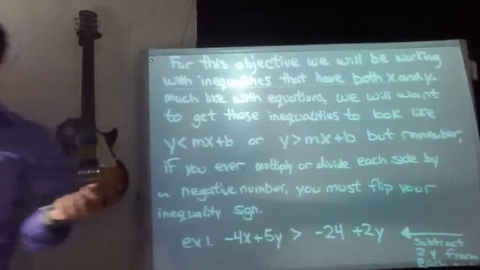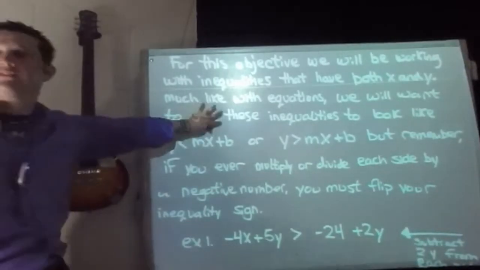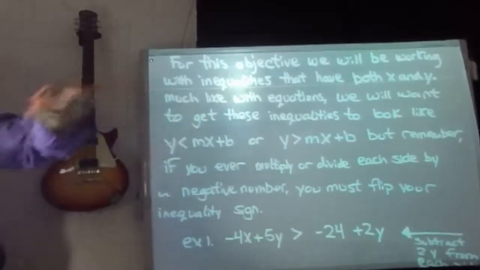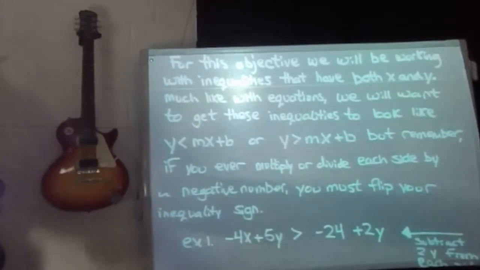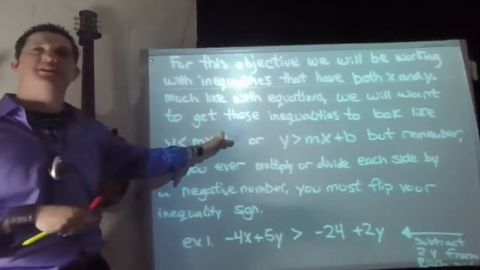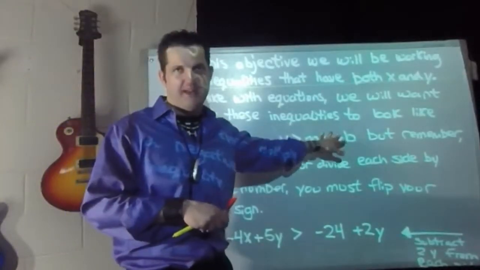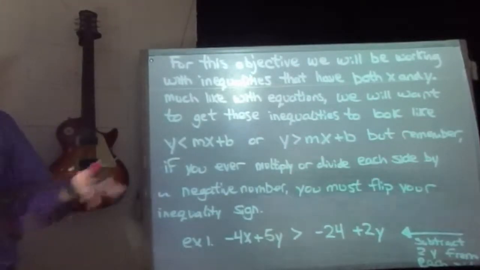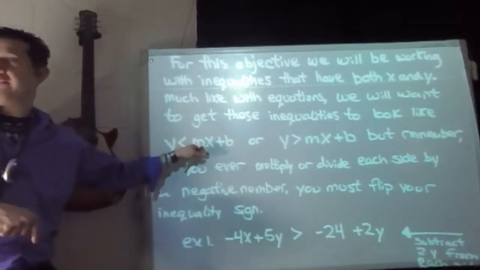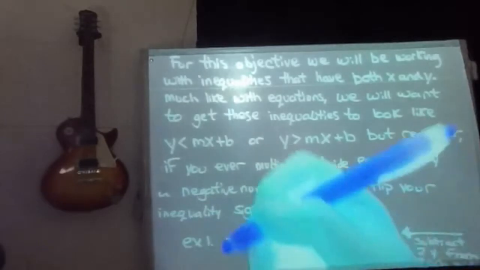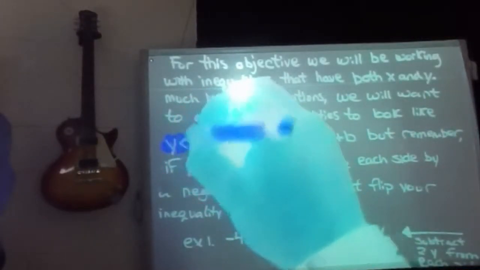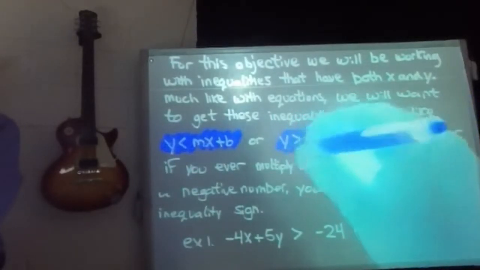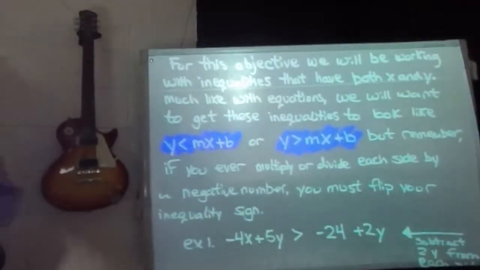All right, here we go. 102. Not a hard objective. You know y equals mx plus b. When it comes to 102, we're going to do inequalities, and we're going to make the inequalities either y less than mx plus b or y greater than mx plus b. And that is it. Today we won't be graphing. Tomorrow we're going to learn how to graph these, and you have to graph and shade. So keep that in mind. But today, it's y is less than mx plus b, or y is greater than mx plus b, and you're done.